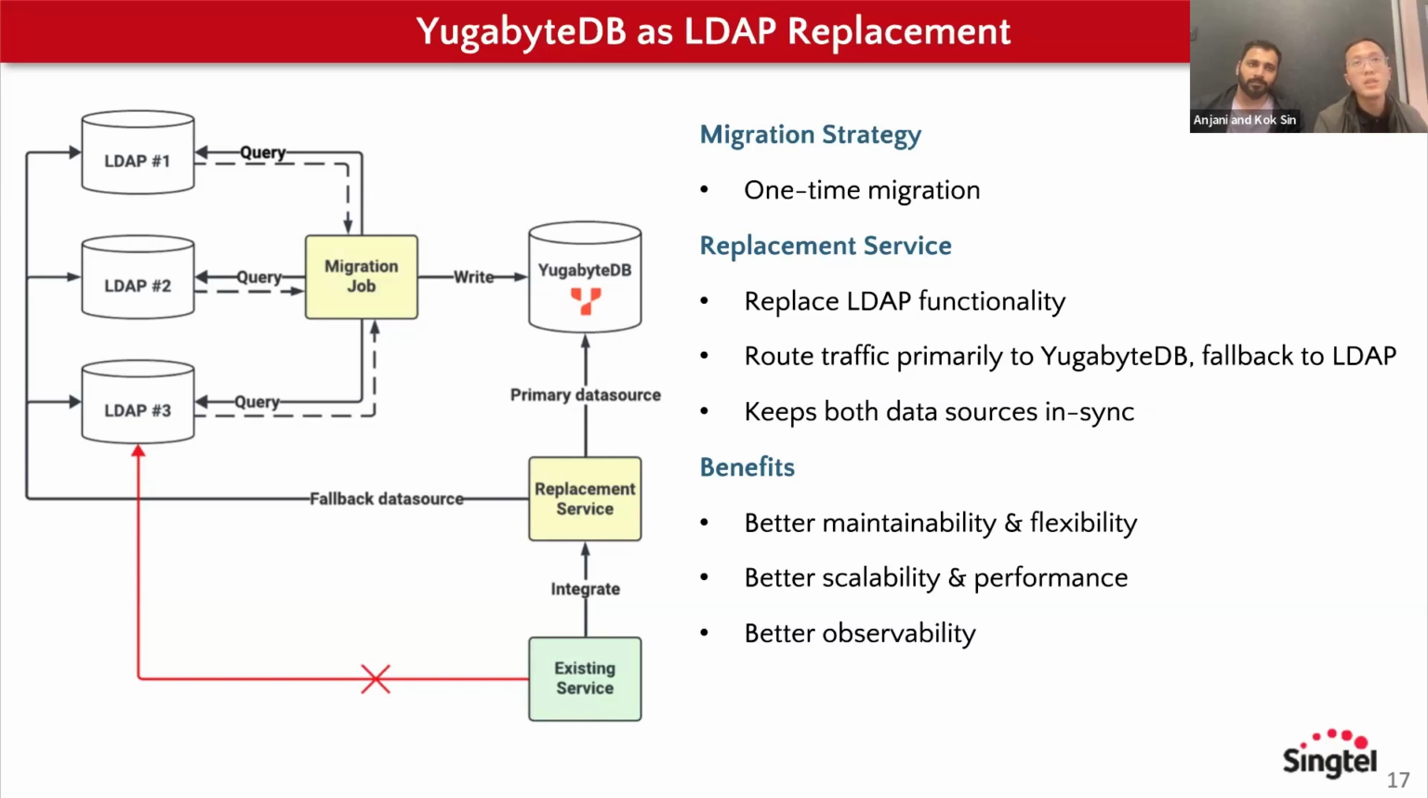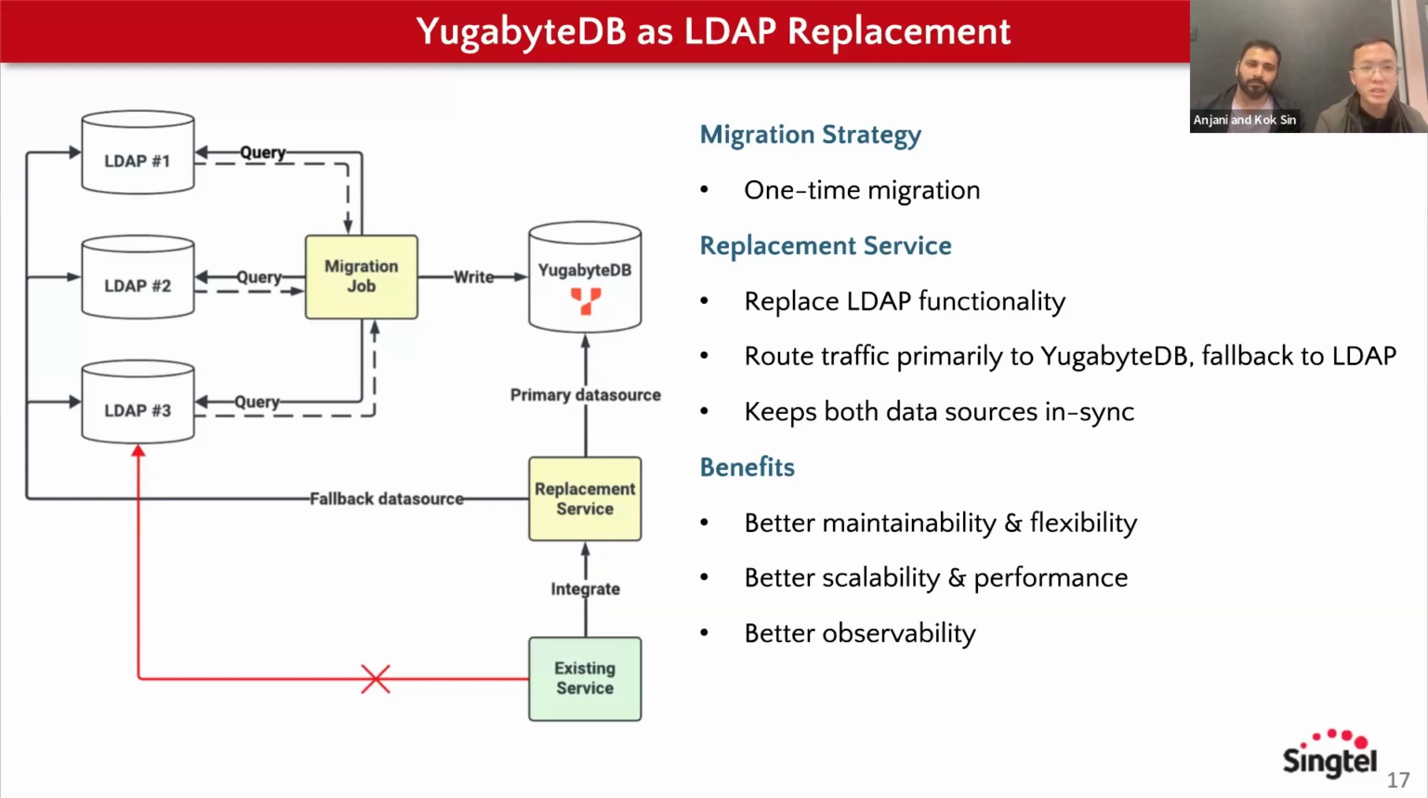How we did it is that we wrote a cron job that performs a one-time migration from all the LDAPs into YugabyteDB. Then we wrote a replacement service that replaced all the LDAP functionality, and it routes the traffic primarily to YugabyteDB and falls back to LDAP in case there is any exception. The benefit of doing this is that it prevents any disruption to business in the event of any Yugabyte outage. And this replacement service will also keep both data sources in sync.